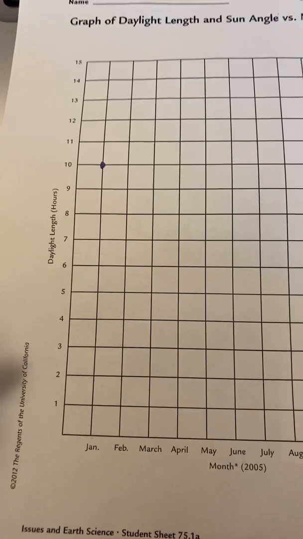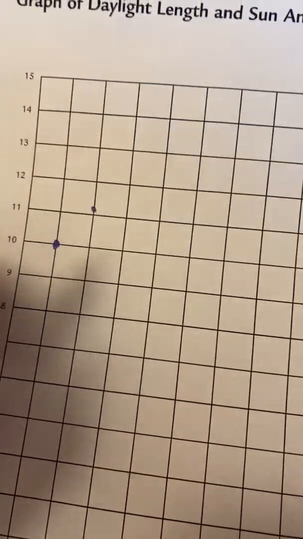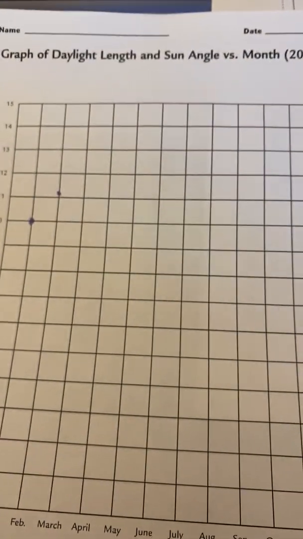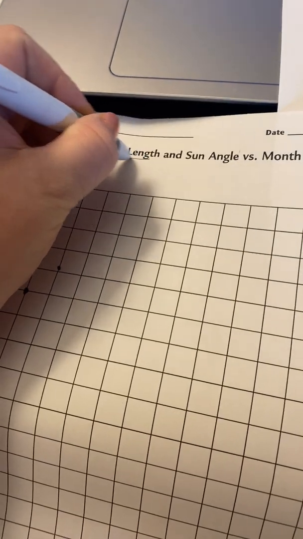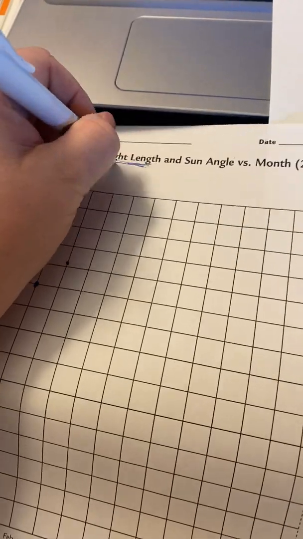Okay, so I'm going to do February also. February is 11.1. So we go up here, 11, and it's just above 11. Now, let's just pretend that I went through and did all that for all 24 months. And I'm going to underline daylight length in blue instead of making a key right now. It's the same thing, it's just part of it.